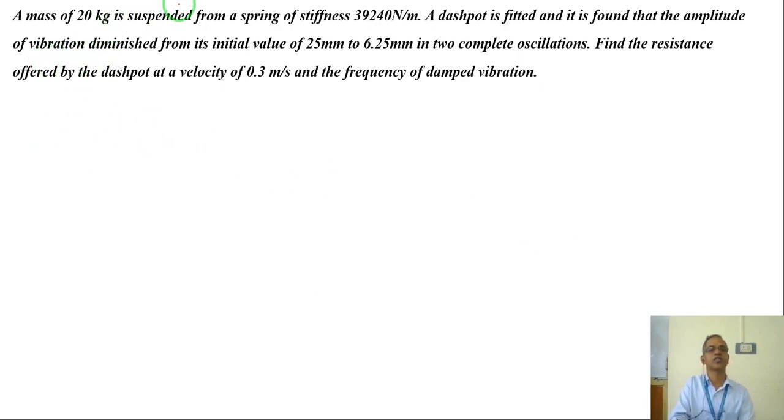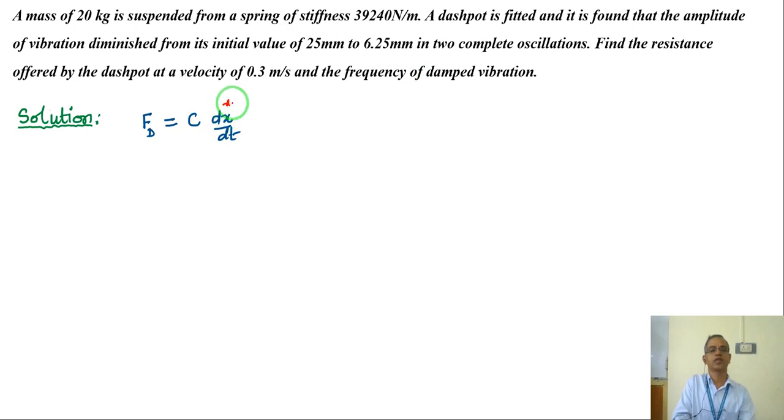A mass of 20 kg is suspended from a spring of stiffness 39,240 Newton per meter. A dashpot is fitted, and it is found that the amplitude of vibration diminishes from its initial value of 25 to 6.25 millimeter in 2 complete cycles or oscillations. Find the resistance offered by the dashpot at a velocity of 0.3 meter per second and the frequency of damped vibration. He is asking two things: the resistance offered by the dashpot, that means FD, and the damped frequency, which is omega d. So the solution goes, FD is C times dx by dt.